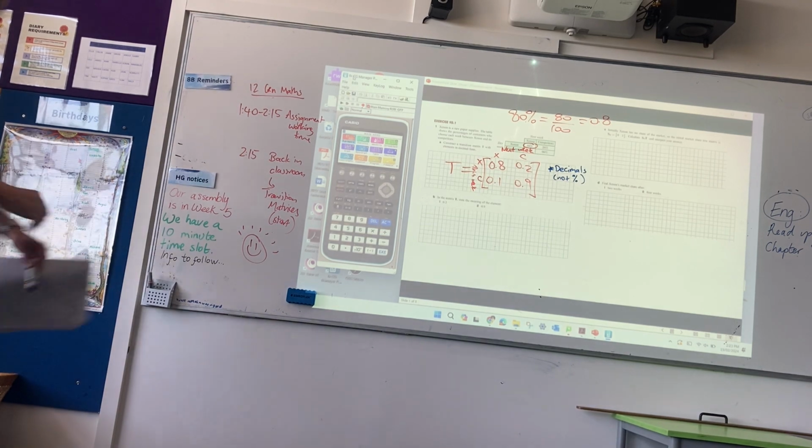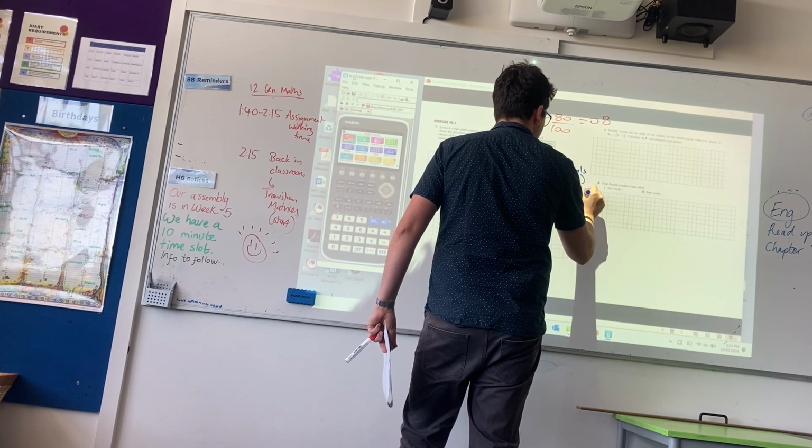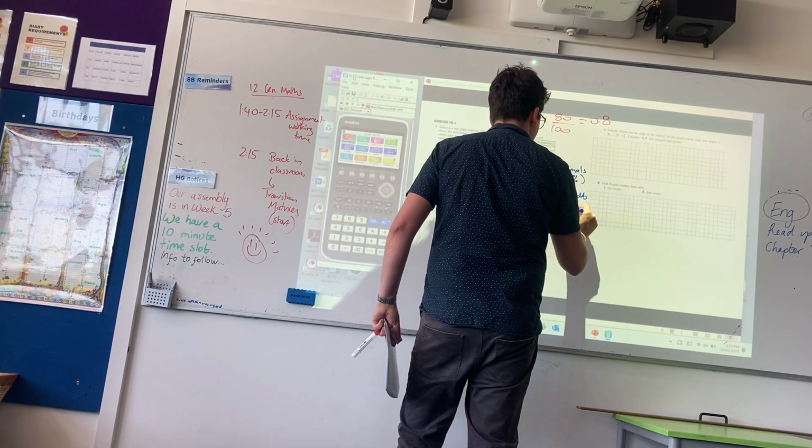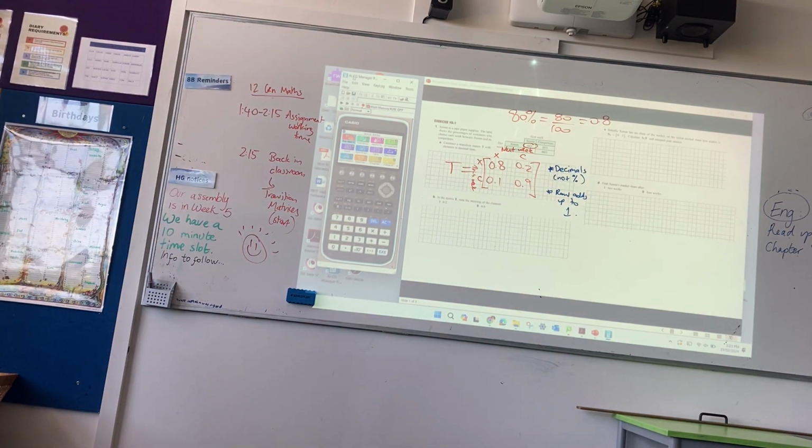Adds up to 1. All right, so the row adds up to 1. There's no pattern with the columns. Spoiler alert. Sorry for that.